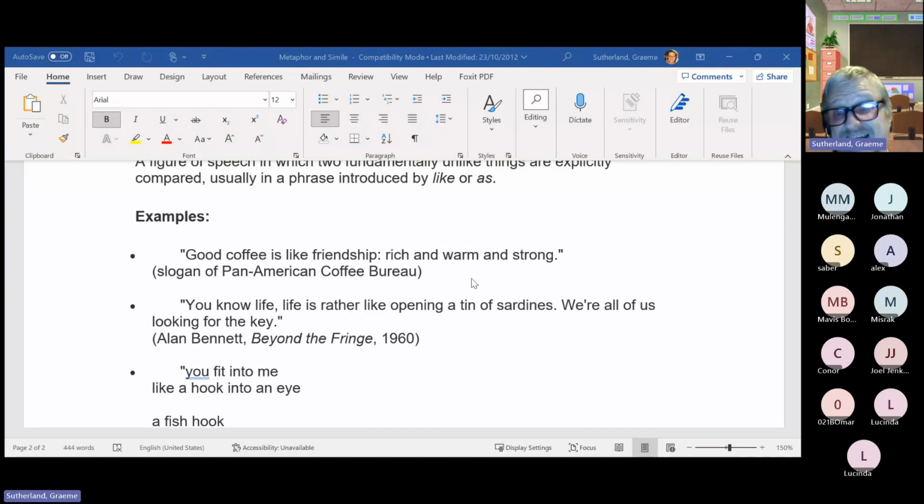Now, that is an advertising slogan. It is using a simile, and it explains the simile. How is good coffee like friendship? It's rich and warm and strong. So to say that you can use these three words to describe both coffee and friendship. So what is that saying about the coffee?